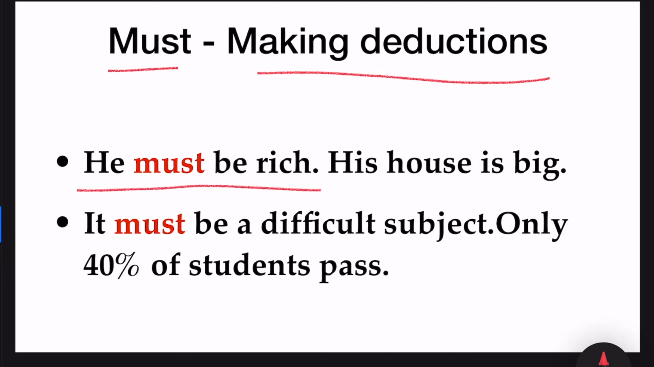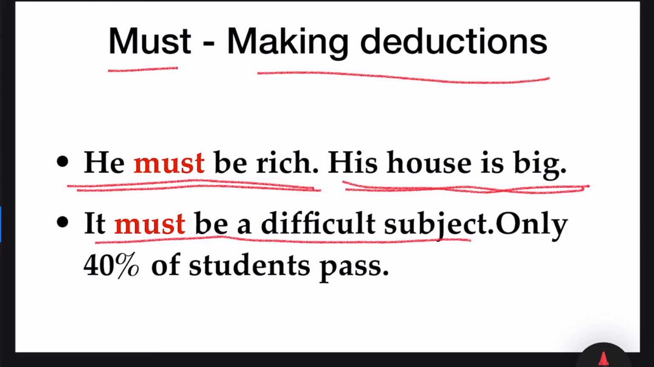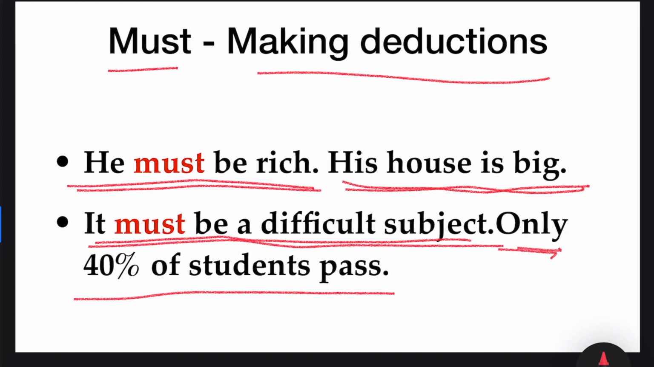He must be rich. His house is big. It must be a difficult subject. Only 40% of students pass.